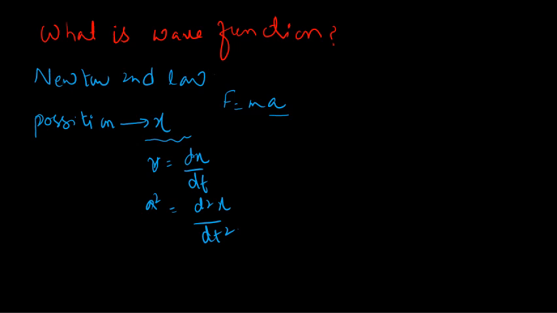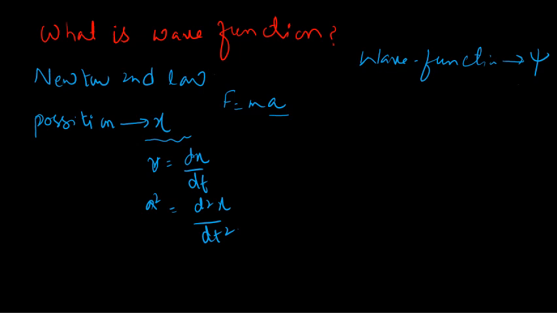But when we come towards quantum mechanics, the quantity with which we are concerned is the wave function. The wave function can be represented by psi. So just like in classical mechanics we have the position, in quantum mechanics we represent the particle by the wave function, which is represented by the symbol psi.